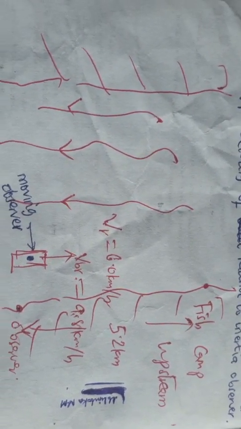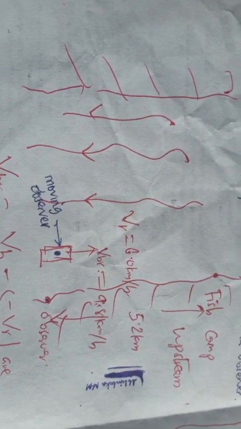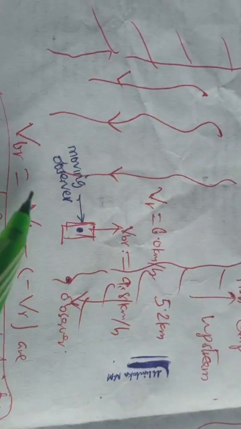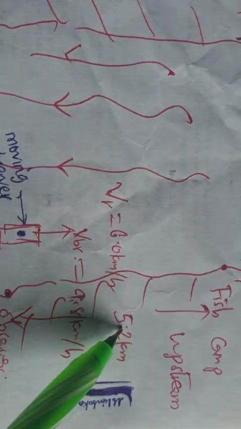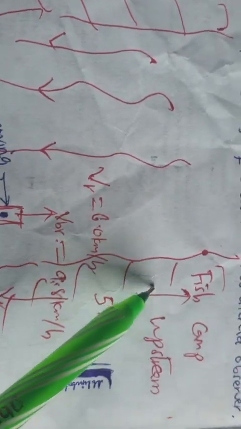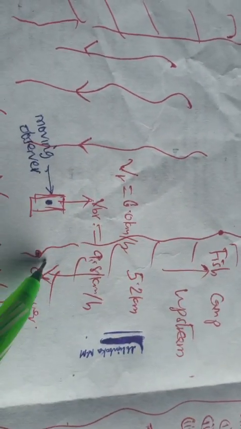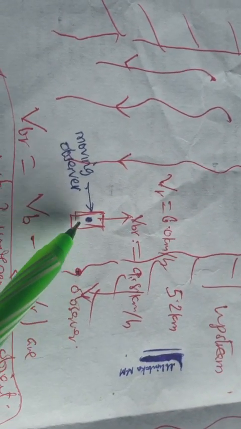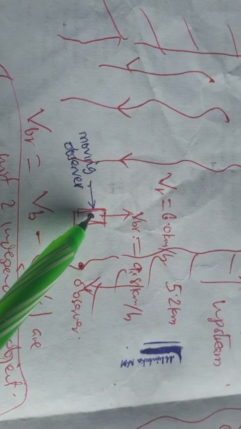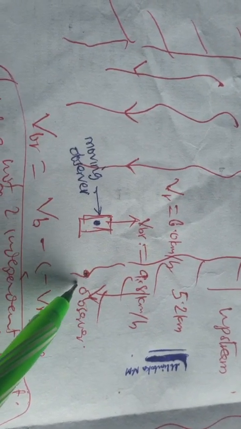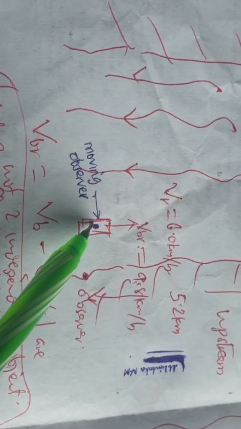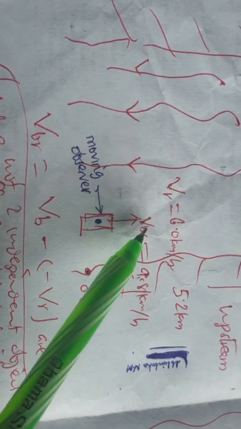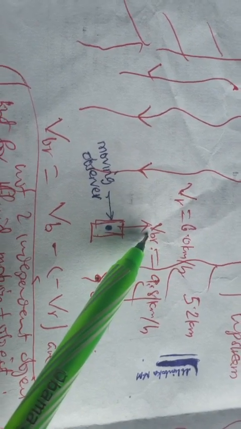is represented below by this simple diagram, and this is where the inertial observer is, 5.2 kilometers from the fishing camp. From this inertial observer, the motion of the boat starts to be recorded. The observer inside the boat will record the velocity of the boat relative to the river.